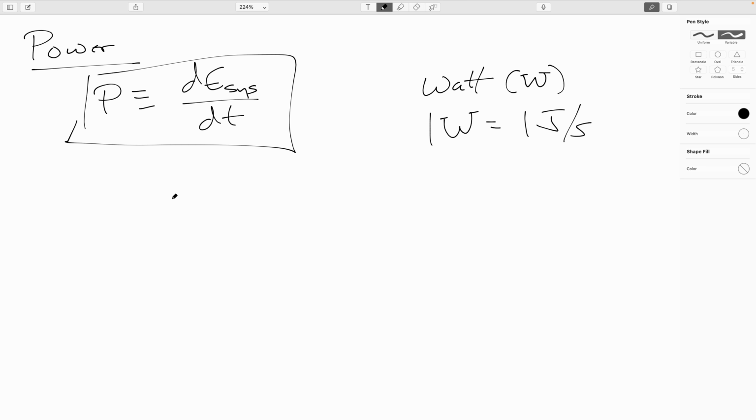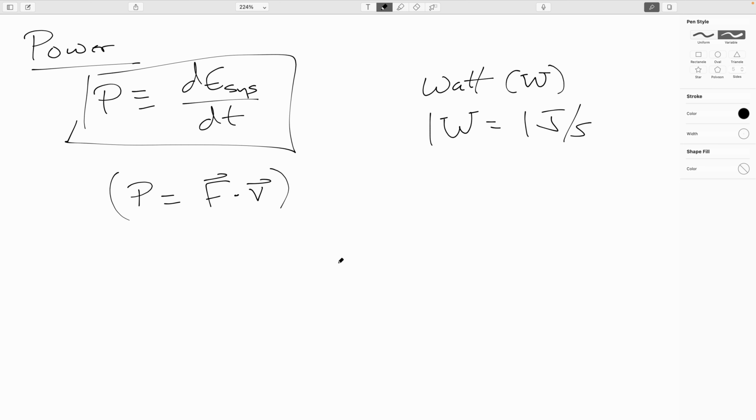You can show that the rate at which energy gets delivered, or the power, by a force will be equal to the force dotted with the velocity of the object it's pushing. This is a useful result here, but we won't mess with that particularly here. Now, the important thing to remember is that this is a rate at which energy is changing.